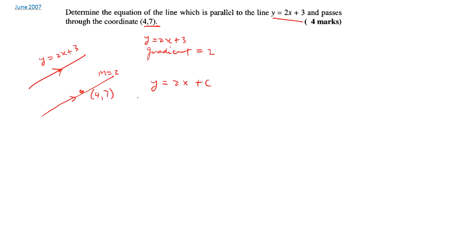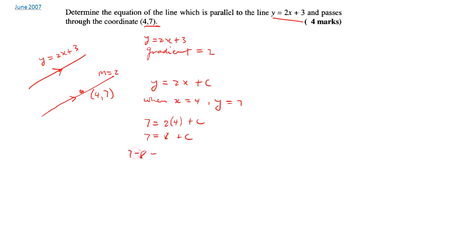Now they give us a coordinate, so we can use the coordinate to find the value of c. So we know that when x equals 4, y is equal to 7. And if we substitute that into our formula, we get 7 is equal to 2 times 4 plus c. Therefore, 7 is equal to 8 plus c.